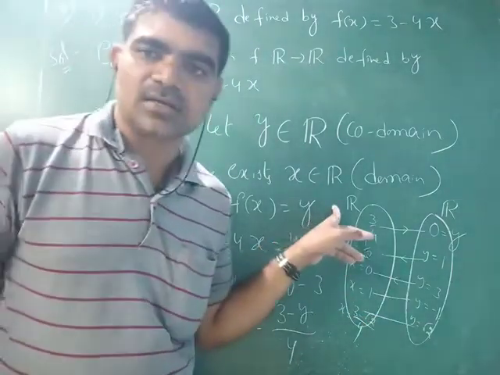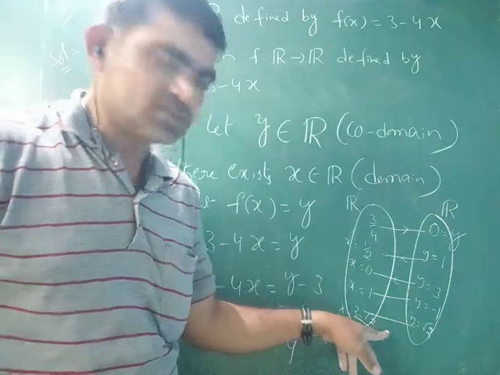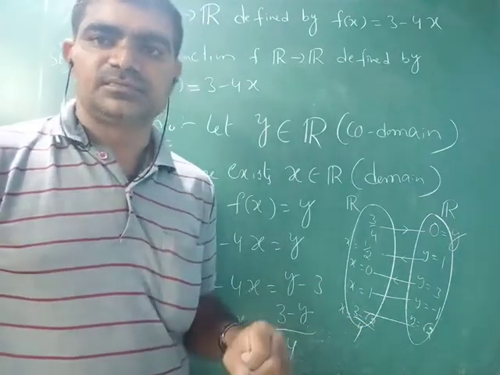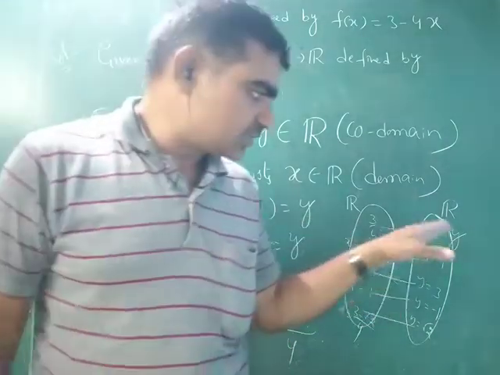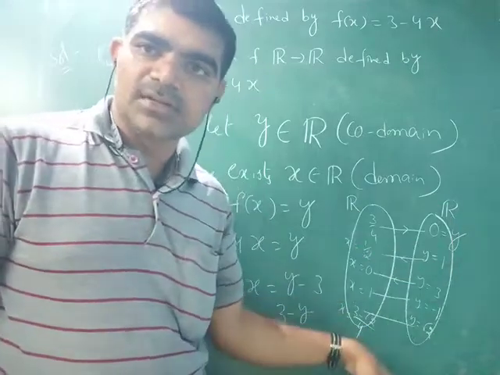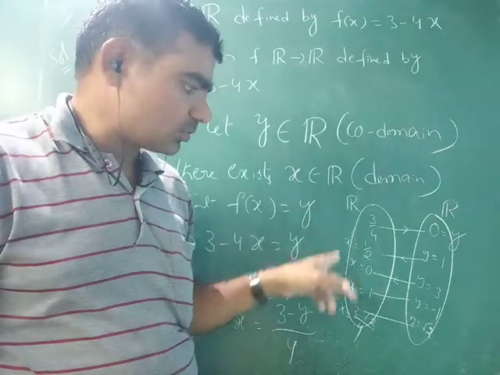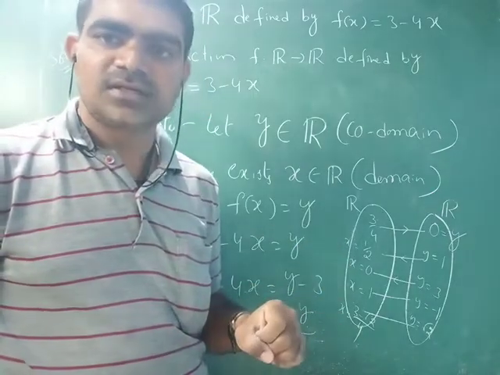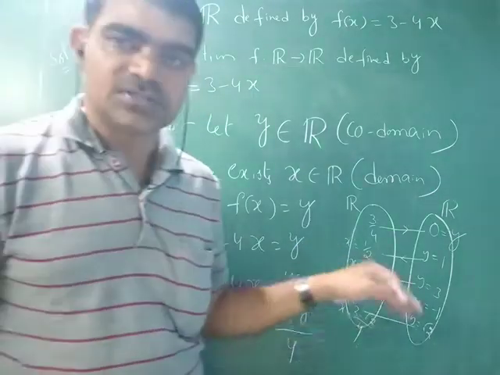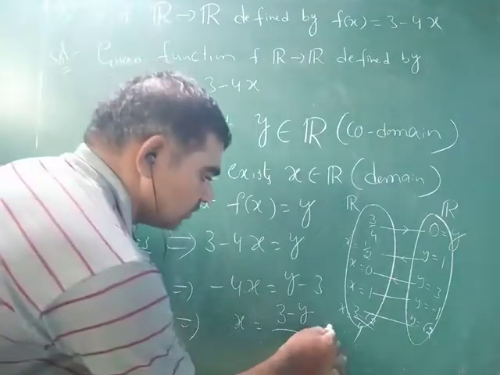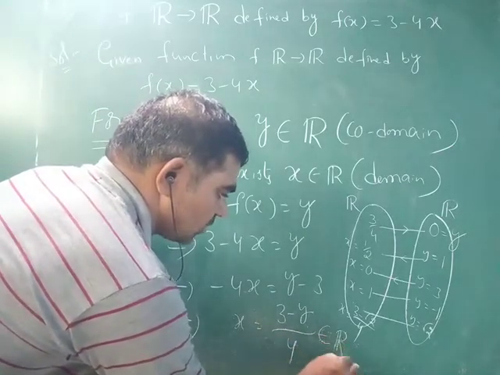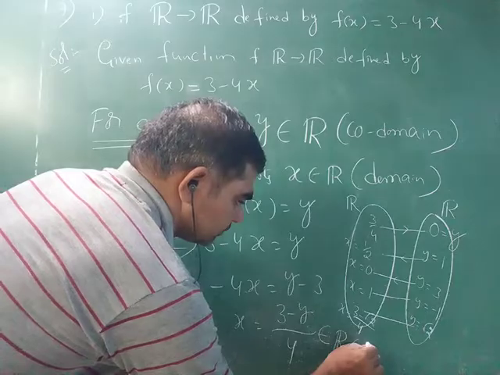Is it possible in R? Yes. So 3 minus root 2 by 4. Clear? That means what we are observing is, for every real number in the codomain, there exists a pre-image in the domain. Correct or not? So that's why it is onto.